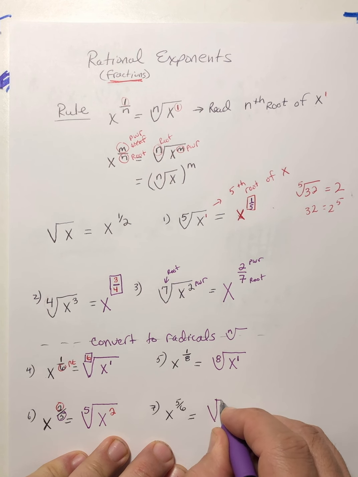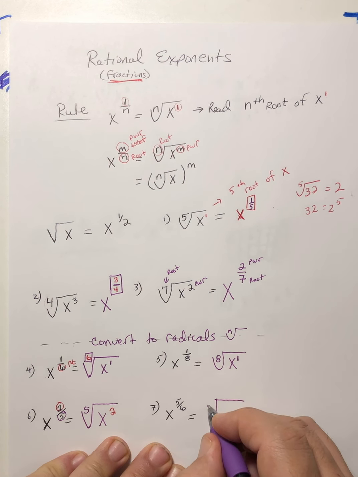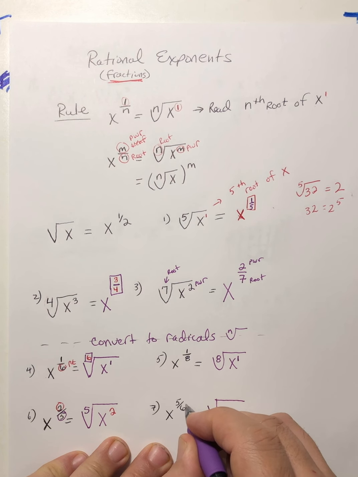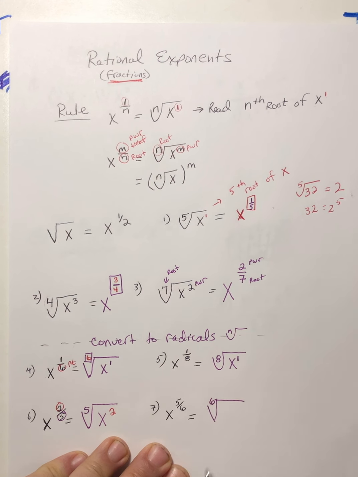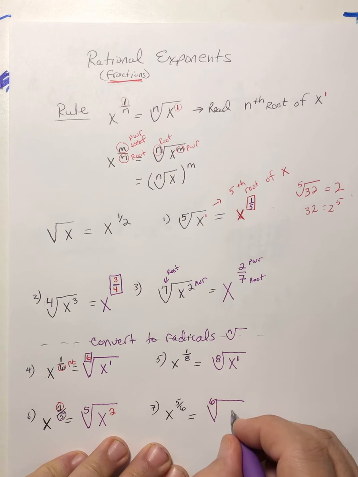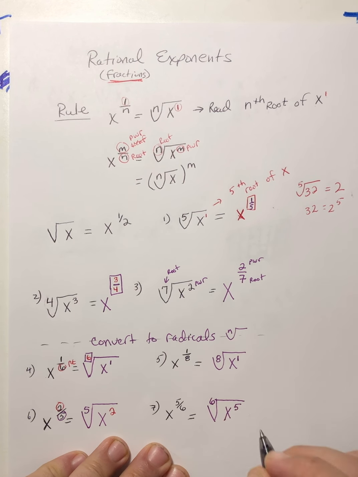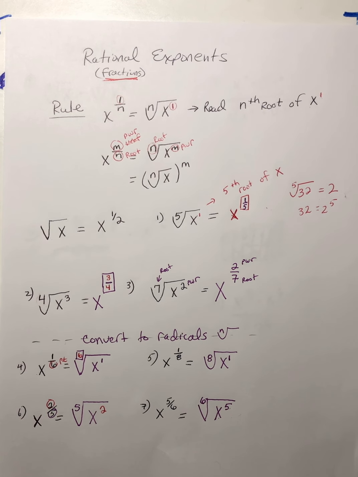Write your radical symbol nice and large. Make a nice gap in here. So that's right, the 6 goes right there. Here's the 6. That's right, and then the 5 is on the inside. That is the power of x. That is the power for the x to the power of 5. There, that's it.